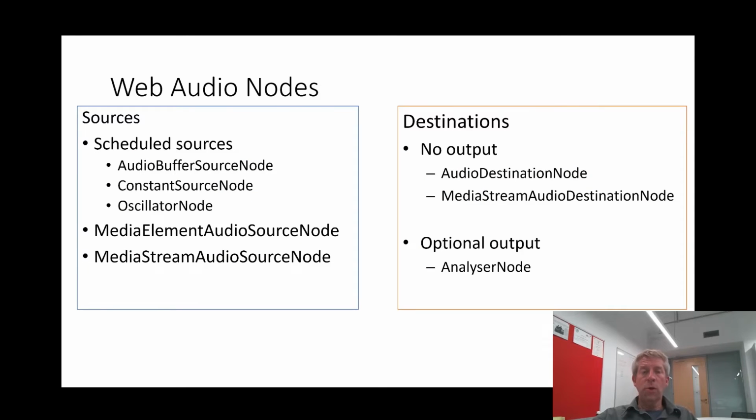Let's go through the nodes. There's a fairly small number of nodes, so we can actually list them all. First, we have the sources, those that generate sound or gather the sound from a recording and put it into the audio graph. They come either as scheduled sources or as unscheduled ones. The scheduled ones are the audio buffer source node, taking audio from a buffer. The constant source node just creates a constant value, but you may change what that value is. And the oscillator node, creating things like sine waves.